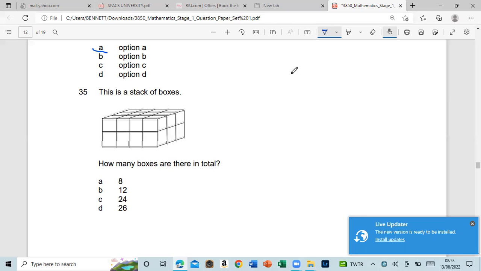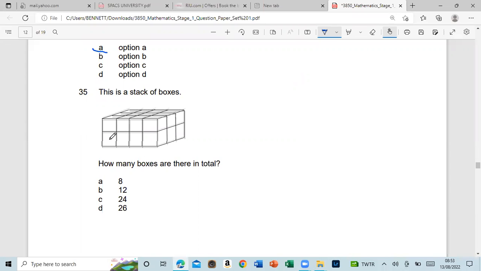All right, we got 26. We have 1 minute. You got 26 by counting all the boxes. There's an easier way. Look, it's actually a volume question. This is 4 by 3, and we have 2 stacks, right? So 4 times 3 is 12. So it's actually 24.